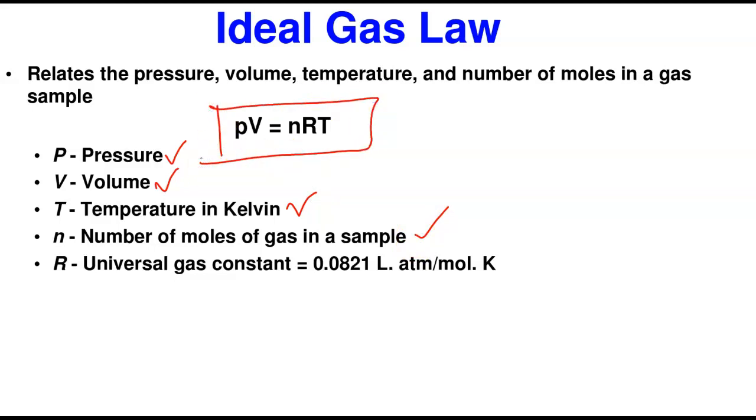gas law. However, a constant which we call the universal gas constant comes in, and the value of that gas constant is 0.0821 liters atmosphere per mole per Kelvin. So this is what we call the ideal gas law. And this constant will always be given to you.